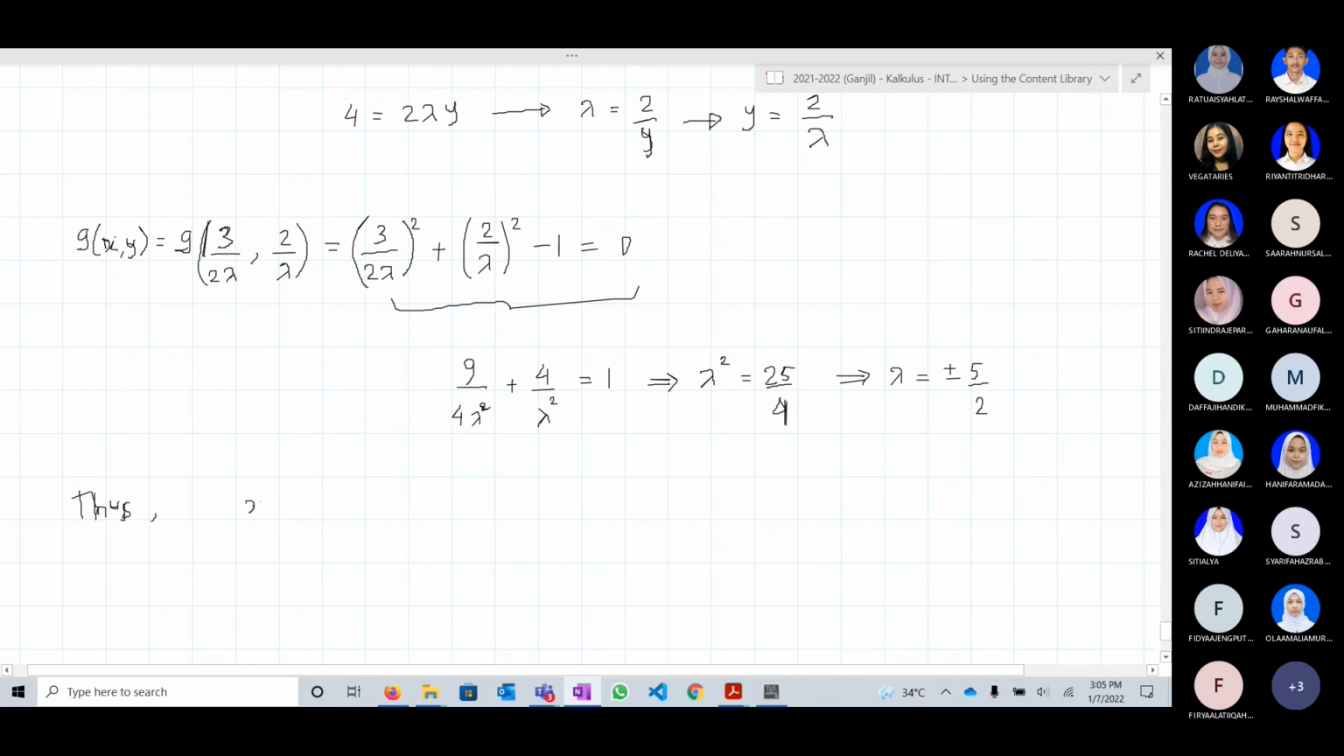Thus, we have that x, which is equal to 3/2 lambda, is equal to plus minus 3/5, and y, which is equal to 2/lambda, is equal to plus minus 4/5.